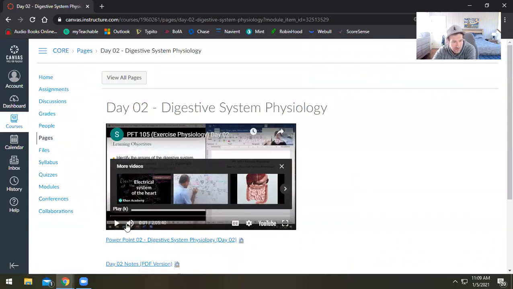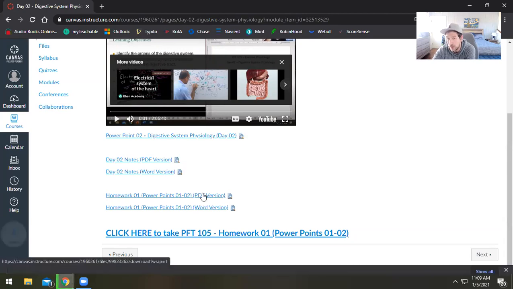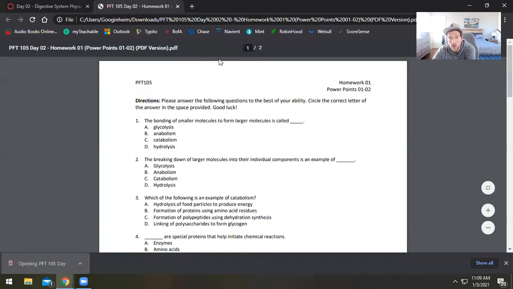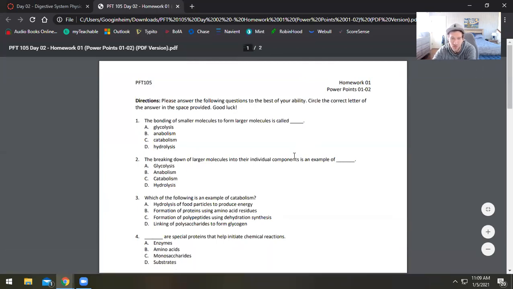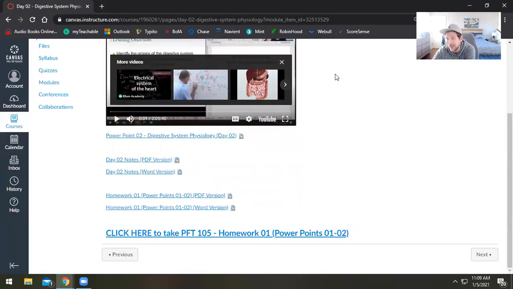Hey, it's my new apartment. And then you're going to see here's the PowerPoint. Here's the notes. By the way, here's a hard copy of the homework. If you guys ever want to print out hard copies, I do have a hard copy here. This is what it normally looks like at Real Sochi. These are normally what our homeworks look like when I used to have everybody fill them out on paper.